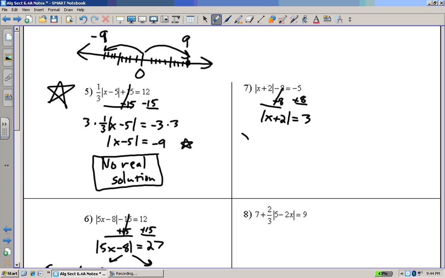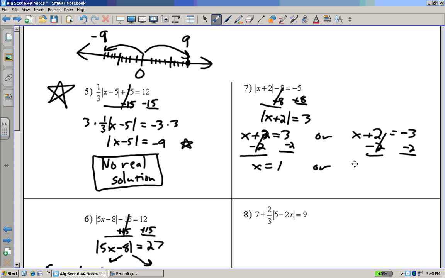So let's split this into the positive happy dimension, or the foreboding negative dimension. That's probably not the best word. The dark negative dimension. And now we're going to solve. So subtract 2 from both sides. X equals 1, or subtract 2, x equals negative 5. And there we have it.